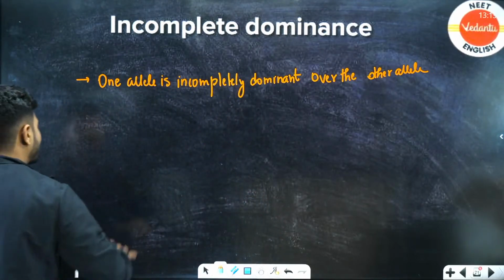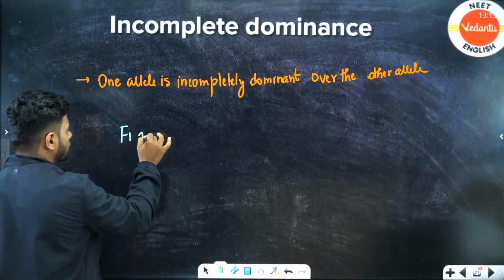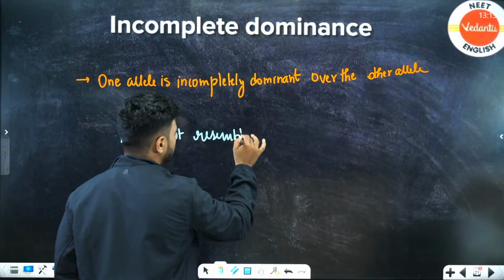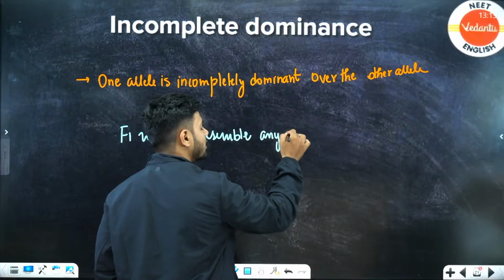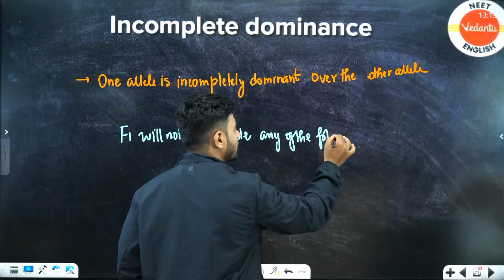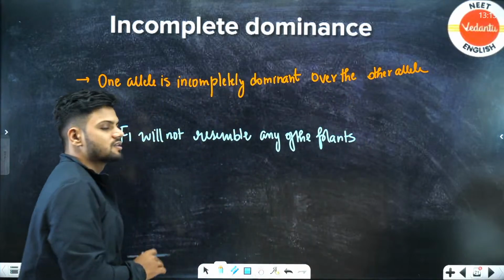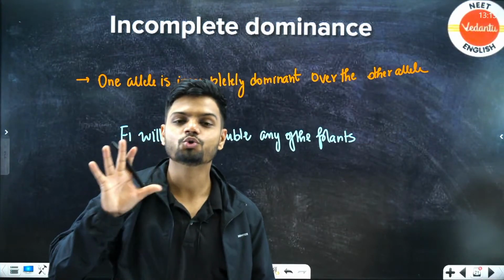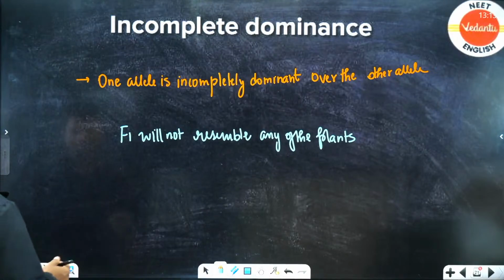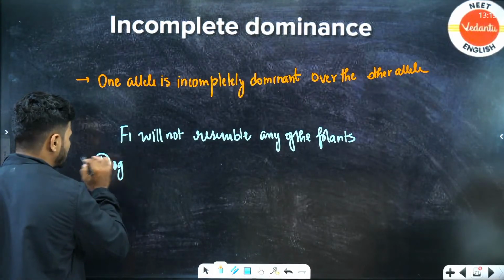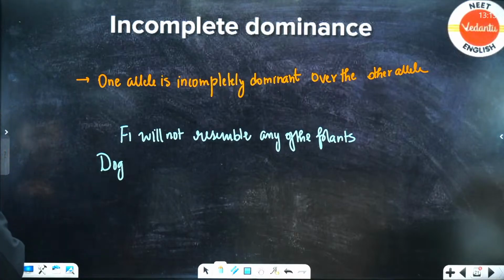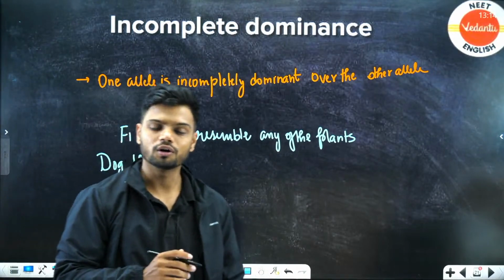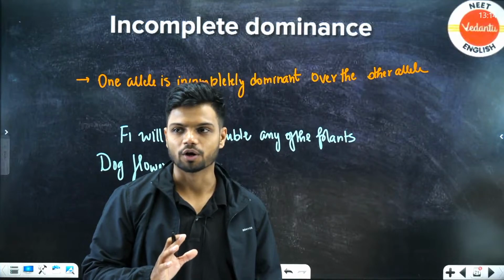Students, you need to know the F1 will not resemble any of the parents. It is completely unique. Examples are dog flower, snapdragon, starch synthesis. Dog flower, four o'clock plant, Mirabilis jalapa. All of these are different examples of incomplete dominance.